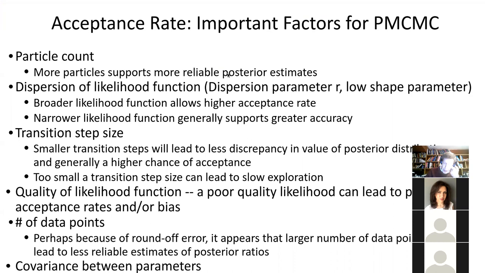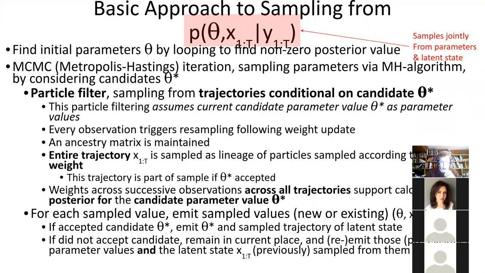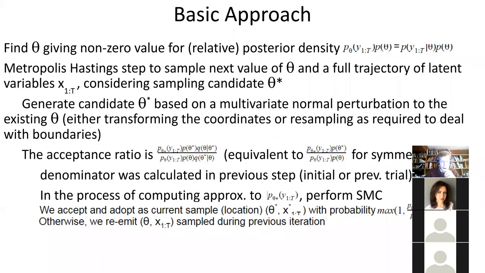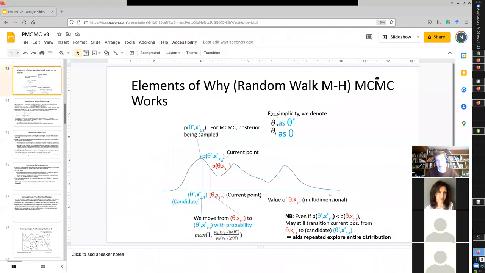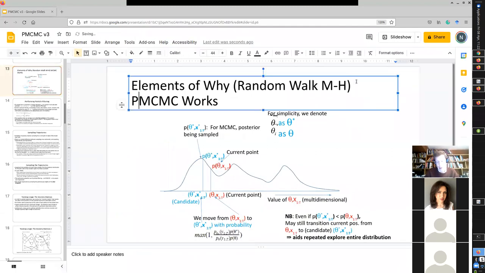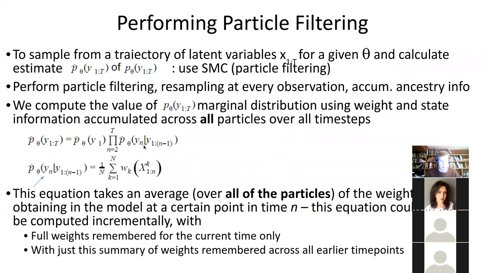To explain this, I'm going to need to go back earlier in the presentation, so apologies. Why is that? Well, it has to do with how particle MCMC works. This is specific to PMCMC, this slide. Specifically, we're exploring here, we've got to take the ratio of these posteriors, right?